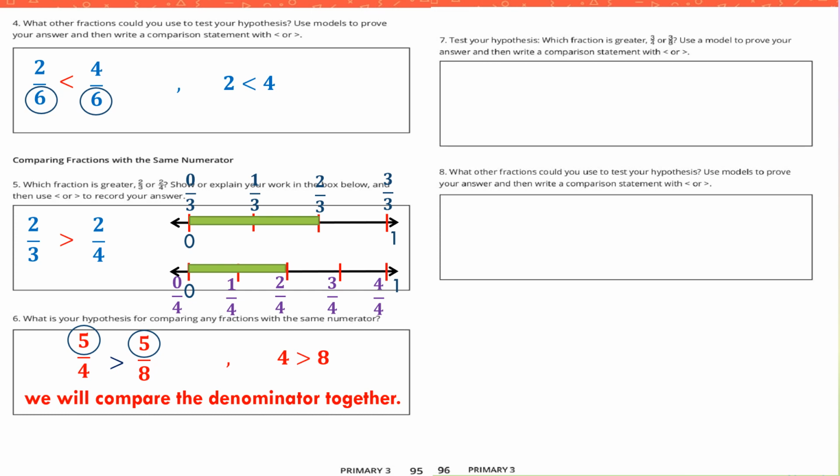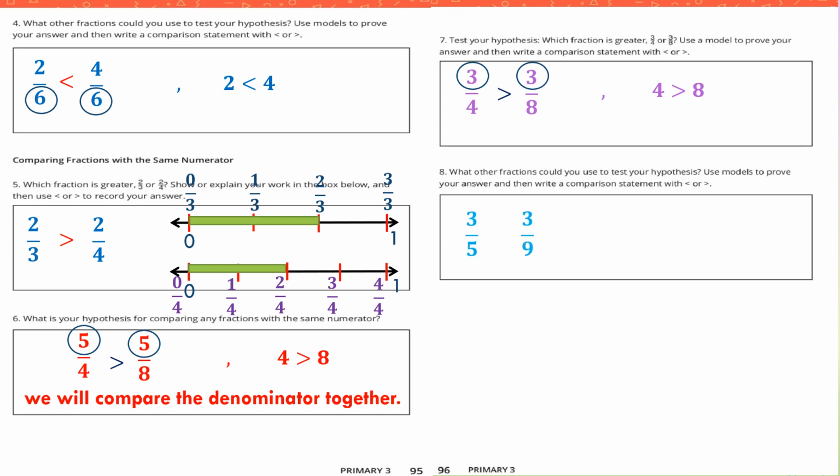The next page, number 7: 3/4 and 3/8. Here, ask yourself, is it crazy or normal? Yes, it's crazy. Why? Because we have same numerators. So we will compare the denominators together. Which is big in crazy, 4 or 8? 4 is bigger than 8 in crazy. So 3/4 is bigger than 3/8.